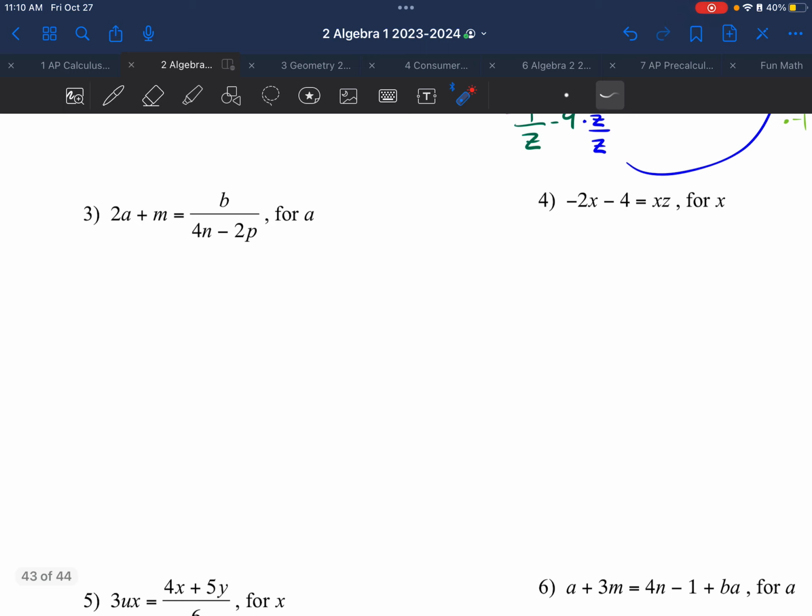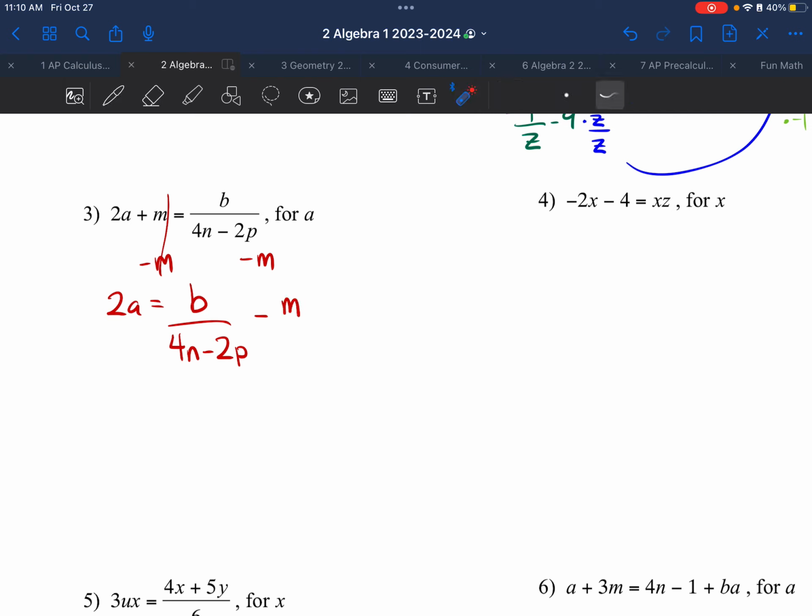All right, number 3. We're solving for a. Notice I have an a right here. None of this stuff contains an a, which means you kind of ignore it. All we need to do is move this m over to get rid of this 2, and we're done. So I'm going to subtract an m, and that m is gone, leaving us with a 2a, and that's going to be equal to ab all over this 4n minus 2p minus m.